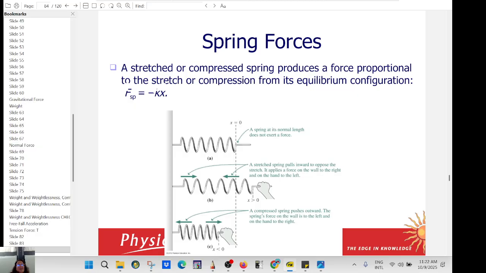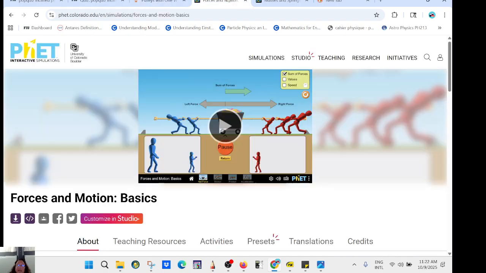So anyway, this is called Hooke's law, and it says that the restoring force is proportional to the stretch, or how much it is being compressed, x. So I can show you that.